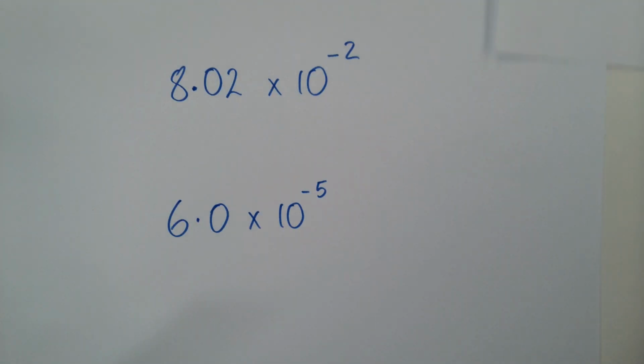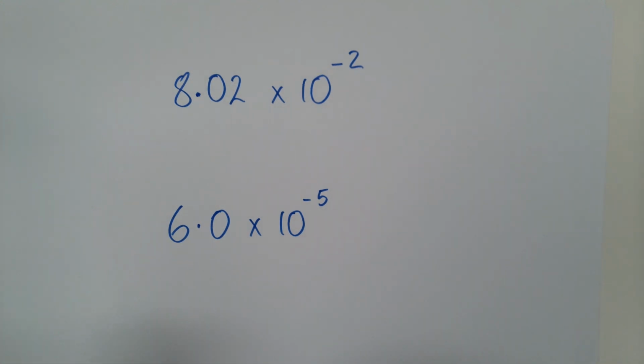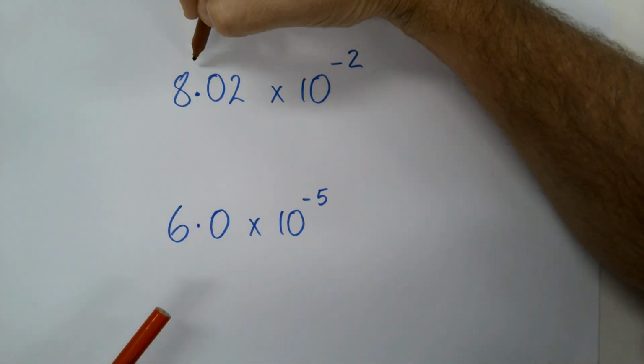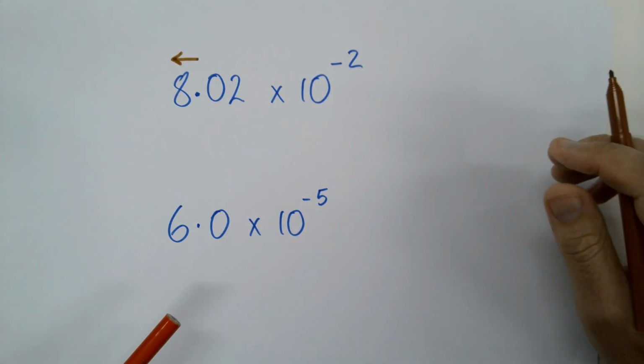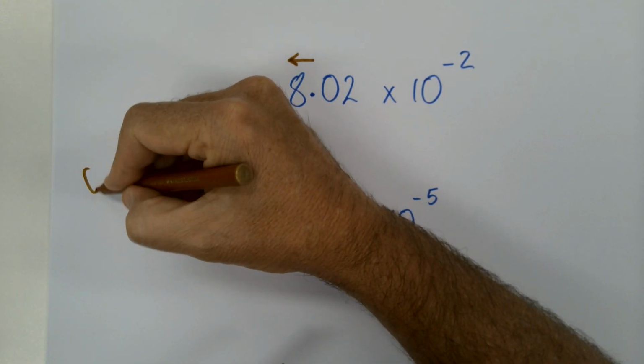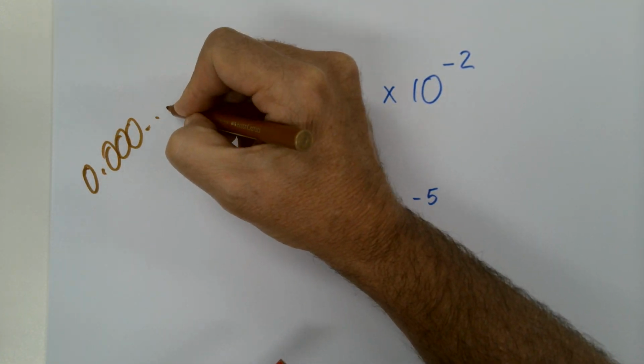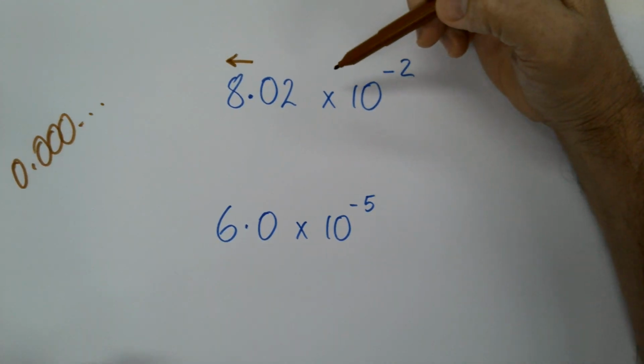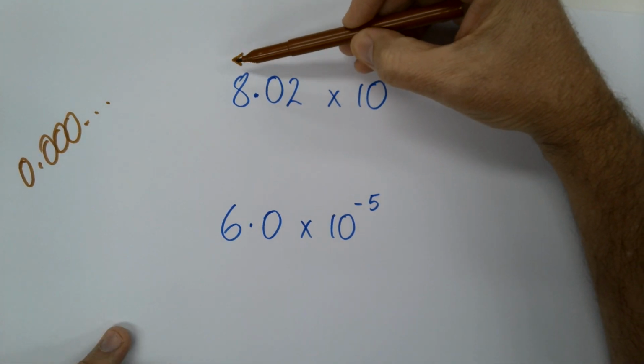What if we're going the other way? What if we've got negatives? We know if it's negative, then the number's going to get a lot smaller. So the decimal place needs to move in that direction. You're going to have 0.000, blah, blah, blah, like that. So the decimal place needs to go that way.